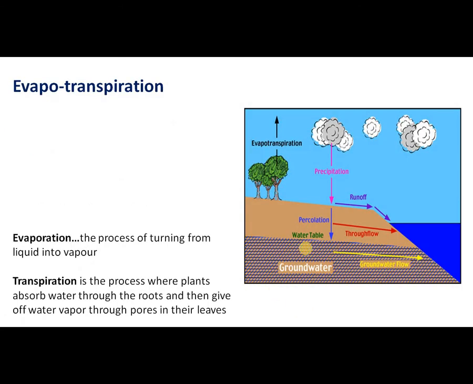Evapotranspiration. Evaporation means turning from liquid into water vapor. This is evaporation. And transpiration is the process where plants absorb water through the roots and give off water through the leaves. That is transpiration.